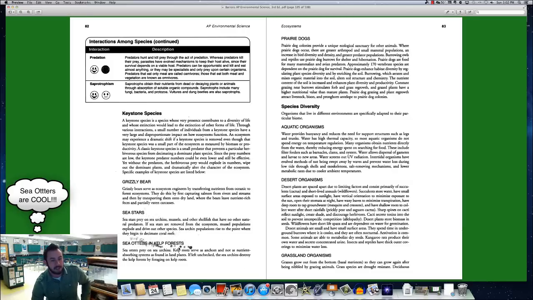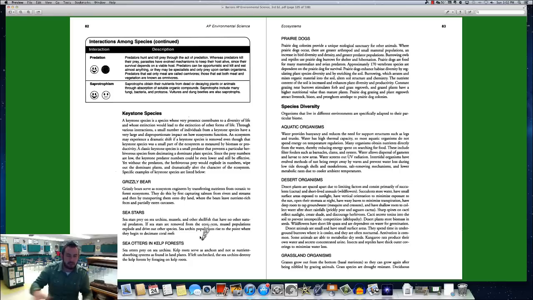Also, sea otters in kelp forests, they also prey upon sea urchins, and kelp roots serve as anchors and not as nutrient-absorbing systems as found in land plants. And if left unchecked, those sea urchins destroy the kelp forest, and there goes another ecosystem that's very valuable to us.